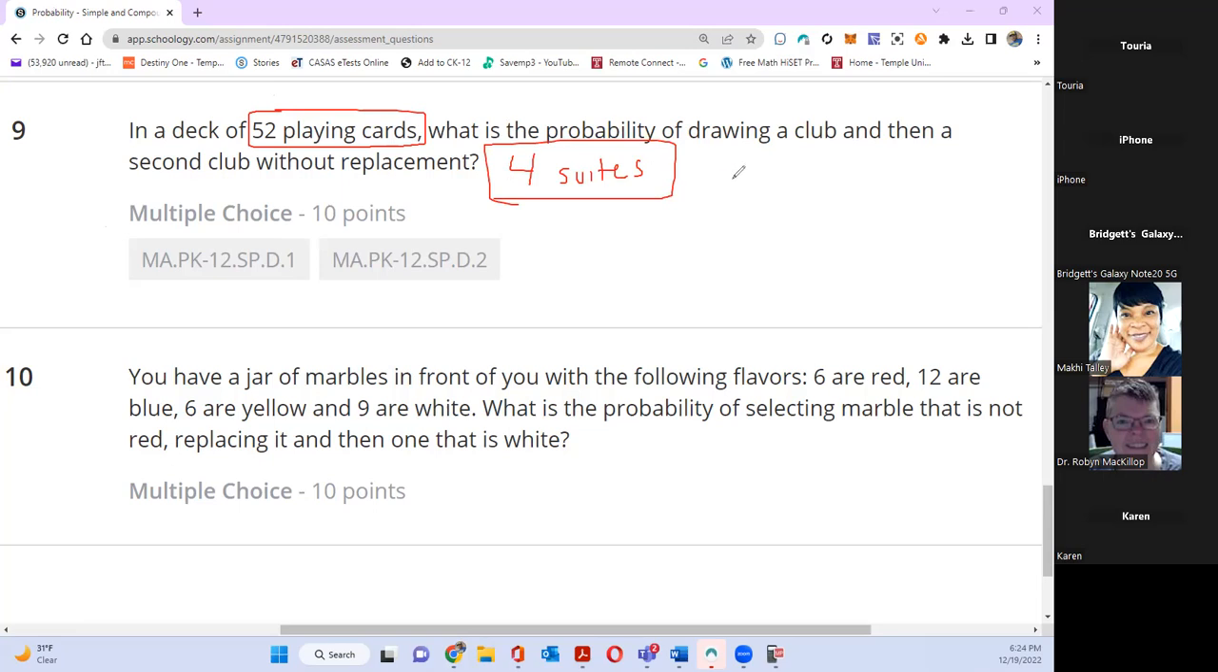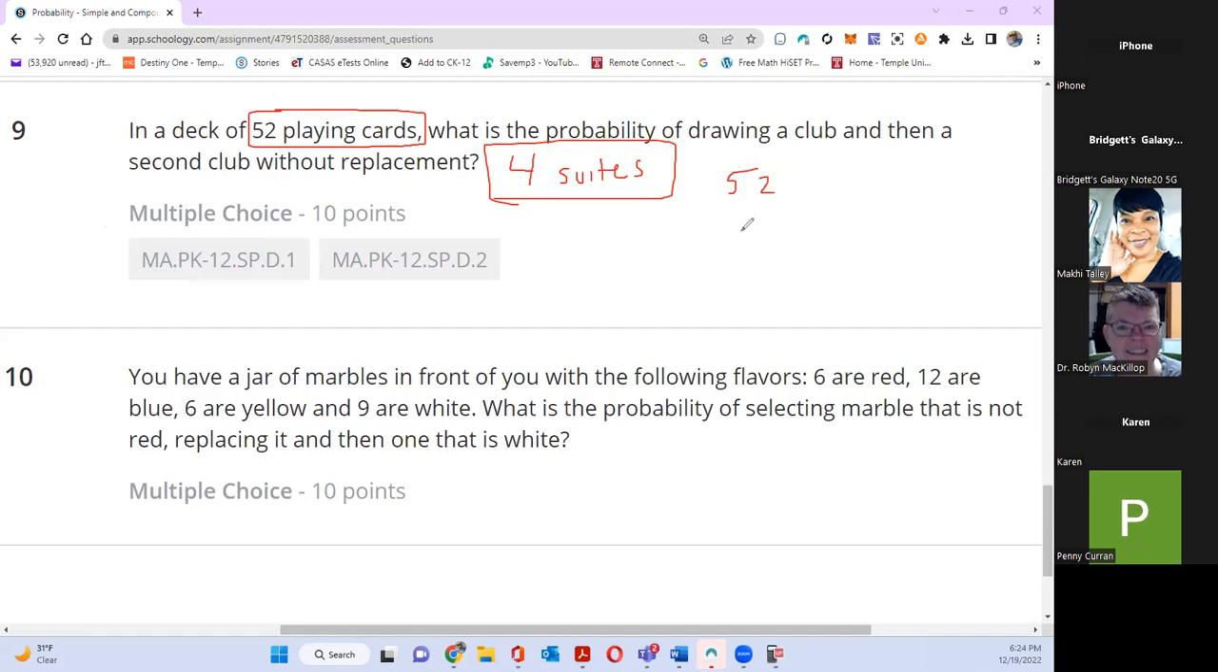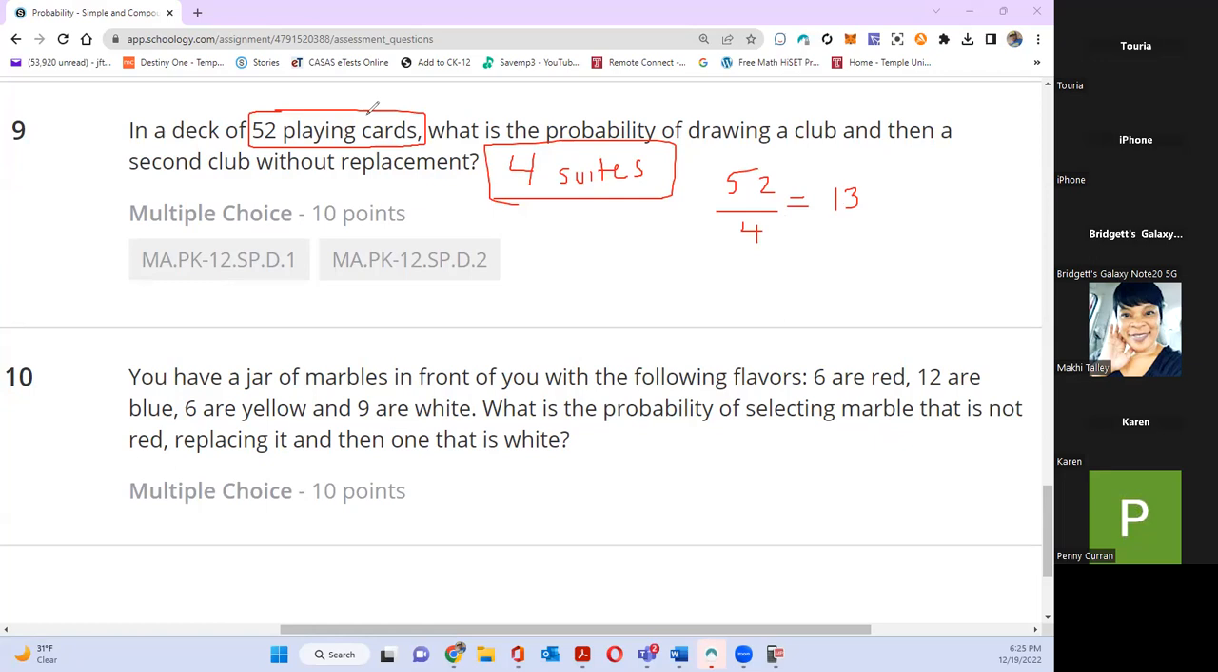13. How did you get 13? I'm a spades player. Oh, you said you play spades. So 52 divided by 4, because there's 52 total cards. There's 4 suits. So 52 divided by 4 is 13 cards in each suit. So now, this is a given. This is not in the problem. You have to know that. So now, what do we want to do? The probability of picking a club. So how many clubs are in a deck?